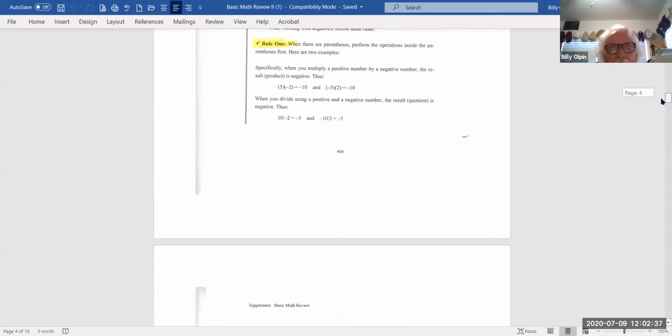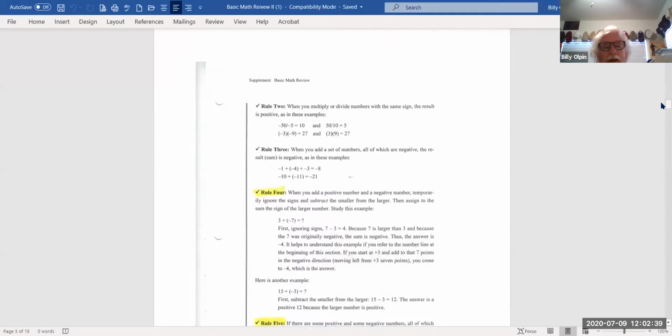Then rule number 2, I didn't highlight it. When you multiply or divide numbers with the same signs, the answer is always positive, right? So a positive number times a positive number, obviously the answer is positive, but a negative number times a negative number, the answer is also positive, okay? If I had my board here, I'd do my little sign thing, but I don't. Anyway, so negative times a negative is a positive, okay?